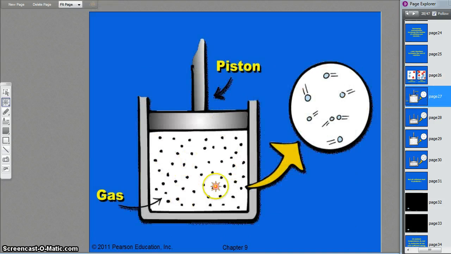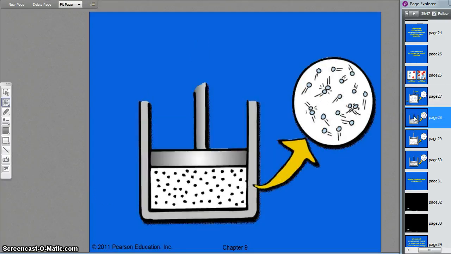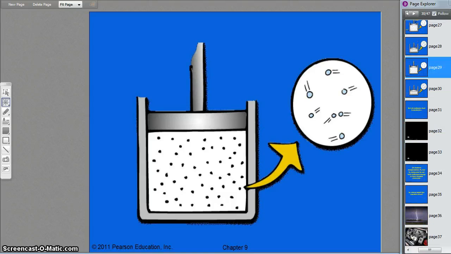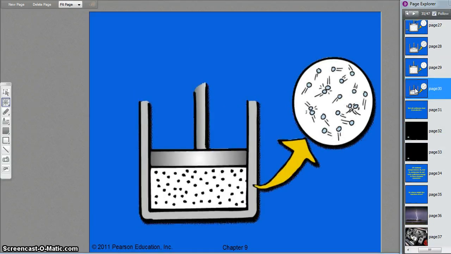So here we have a gas inside a container with a piston on top, and you can see a close-up of all the molecules whizzing around. If we decrease the volume, with the same number of molecules in there, then they're going to collide with each other more frequently. So when we increase the volume, that decreases our concentration. It means we have less frequent collisions. When we decrease the volume, that squishes everything into a smaller place, and we have a lot more collisions.